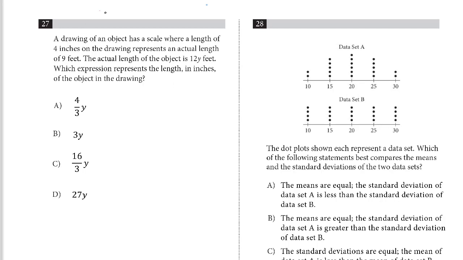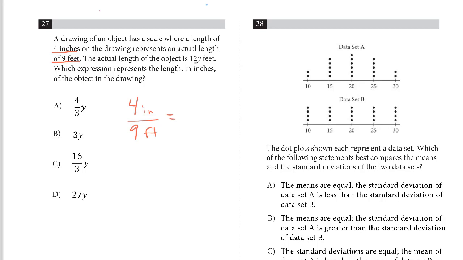27. A drawing of an object has a scale where a length of 4 inches on the drawing represents an actual length of 9 feet. So we have a ratio, 4 inches to 9 feet. That's our fixed proportion. We're going to set up a proportion equation here.